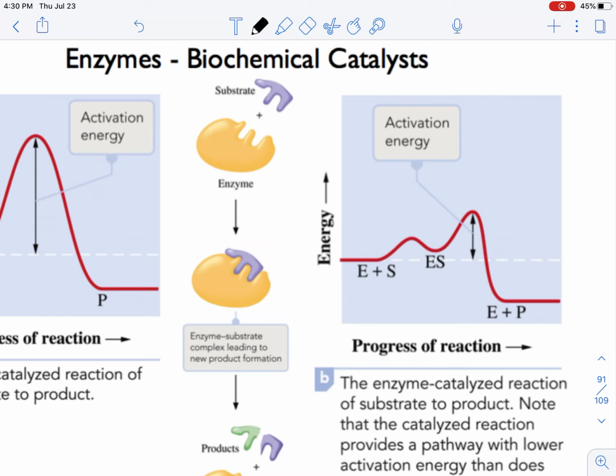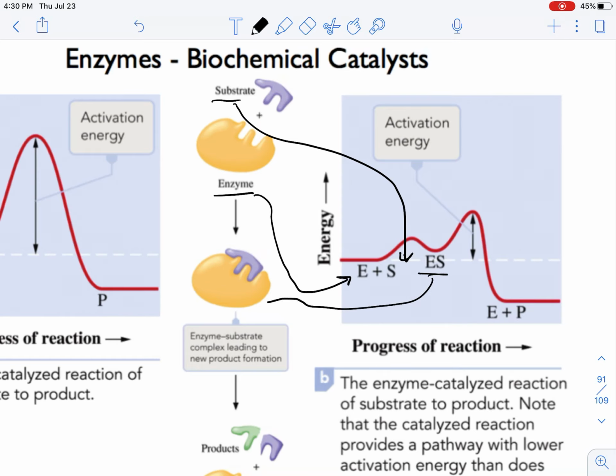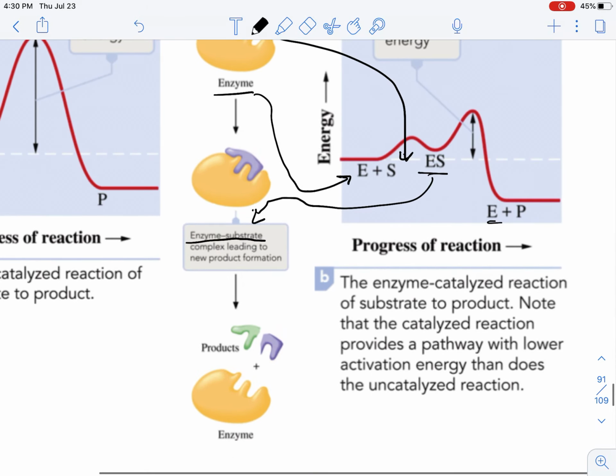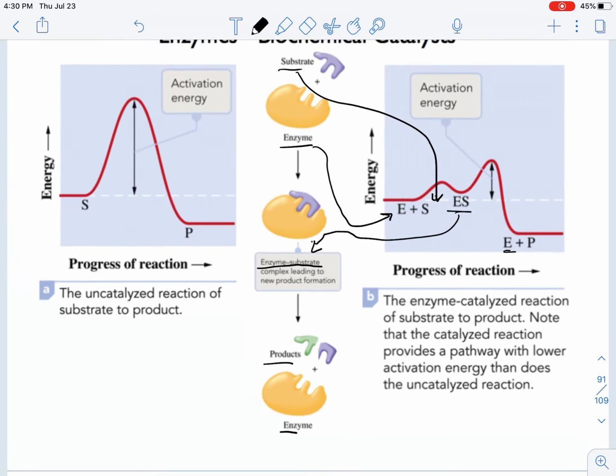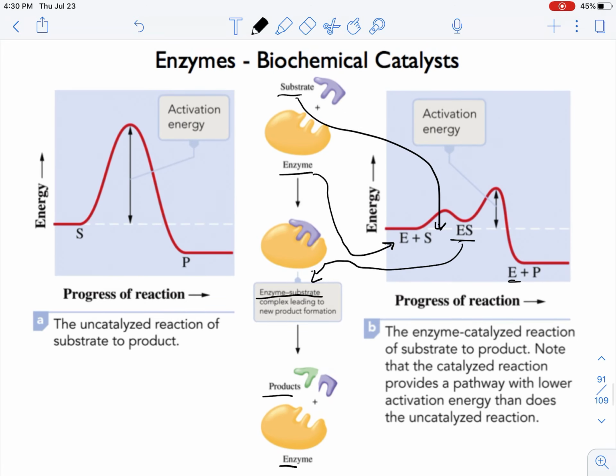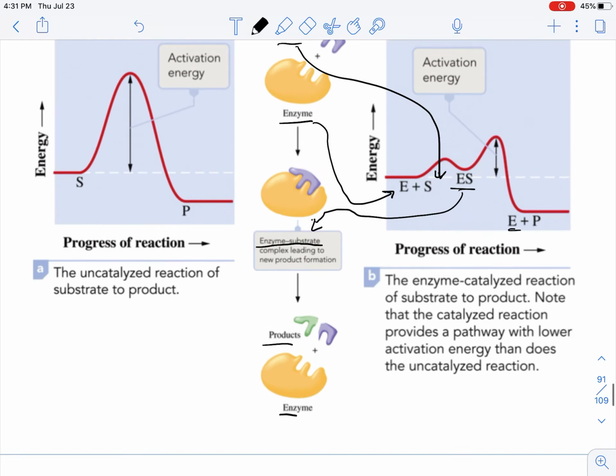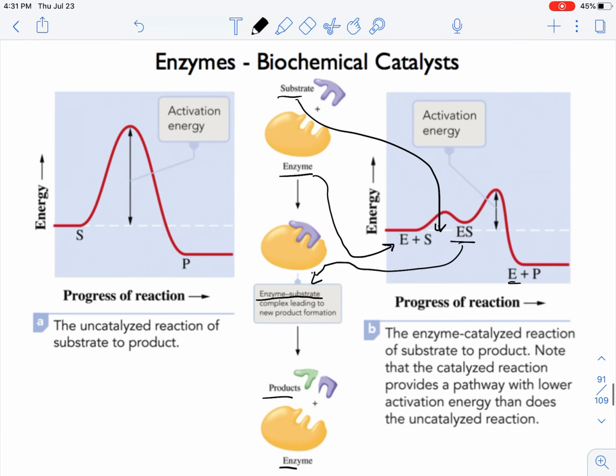I'm just going to go ahead and add arrows over here. So E for enzyme, and then S for substrate. This ES is the enzyme-substrate complex. And then E and P is simply going to be the enzyme and then the product. What makes biological enzymes a homogeneous catalyst is that they're in the same phase as the substrate. Both the biological enzyme and the substrate are inside your body, so they're considered aqueous.